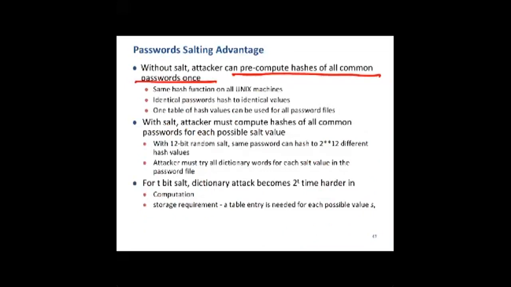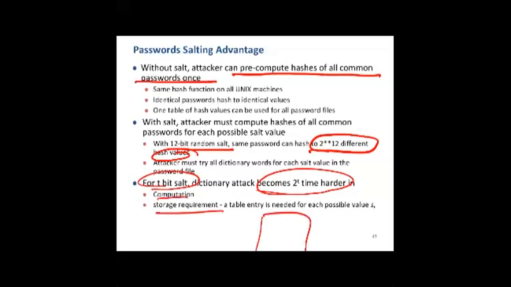So if I use a 12-bit random salt, then a password will hash to 2 raised to the power 12 hash values. So for a t-bit salt, it becomes 2 raised to the power t times harder in computation and storage, because the table entries will go up, since for each user such a salt can be applied. So if I, as a system designer, take a larger value of t, then the pre-computed table for the cyber criminal becomes very big. Okay, so that's a great advantage.